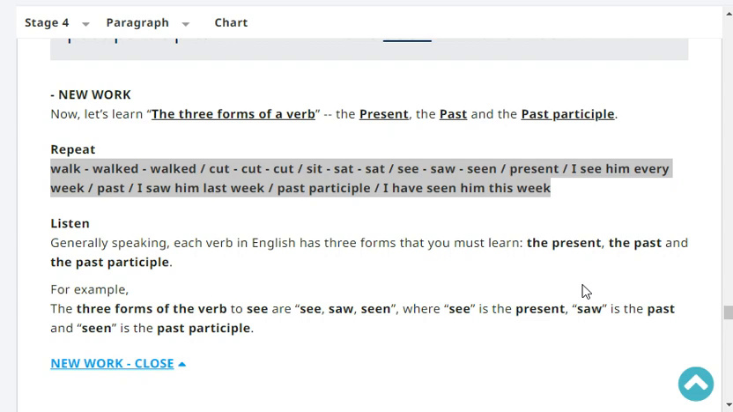Past participle. I have seen him this week. I have seen him last week. This week. I have seen him this week.